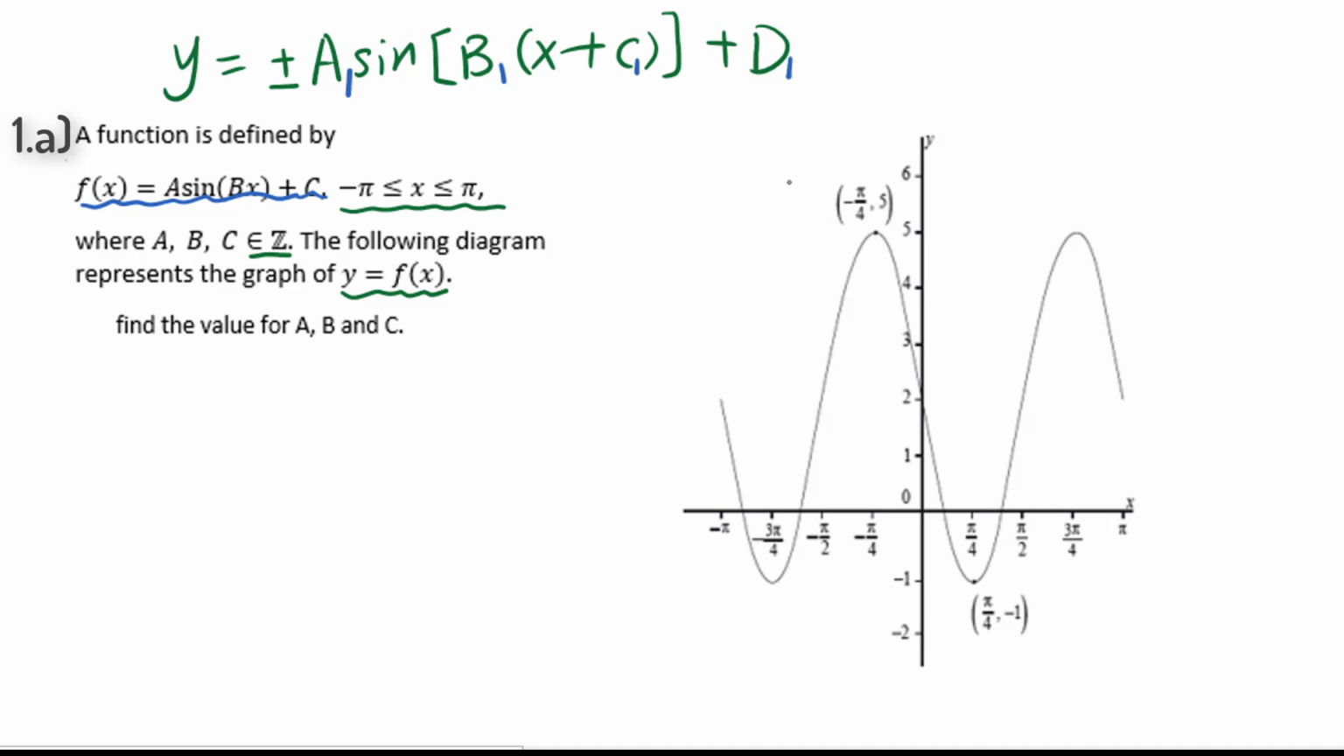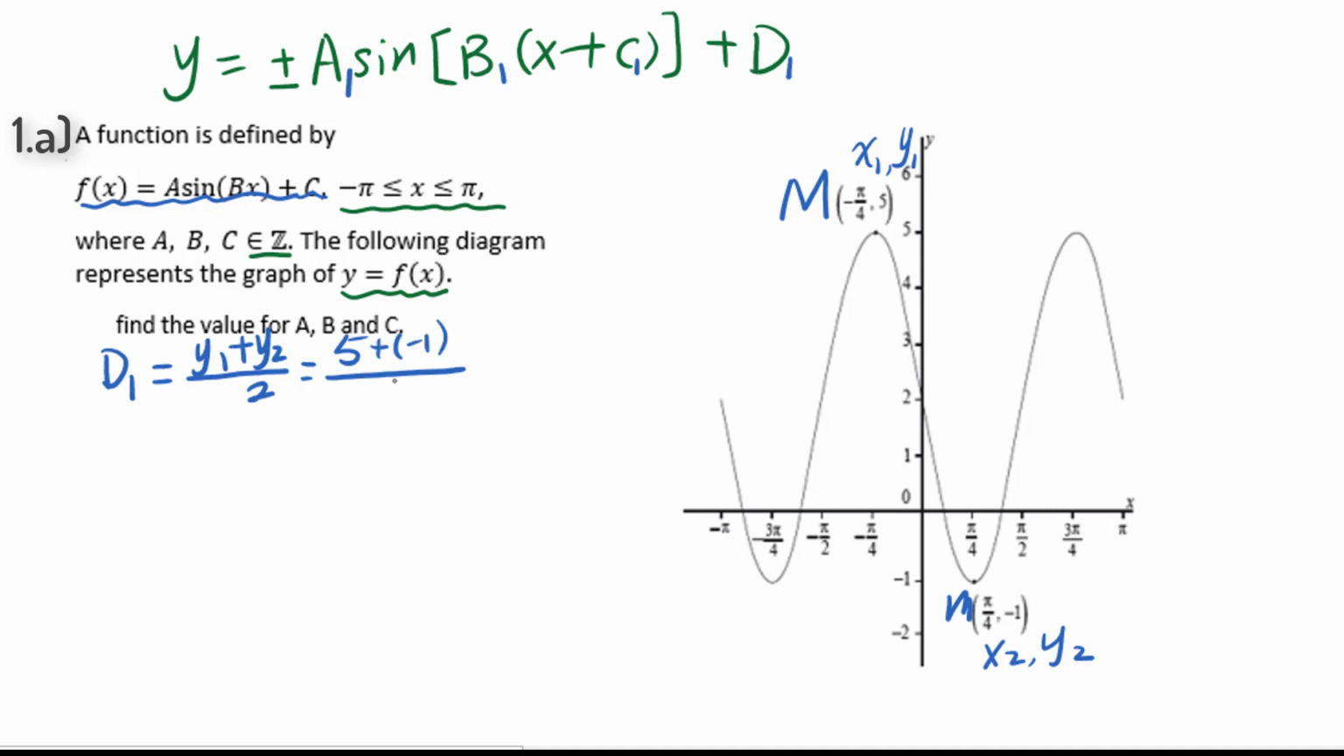Look at this graph. We have a maximum point and a minimum point. Let's label them x1, y1 and x2, y2. For our pattern, we know that d1 equals the midpoint of y1 and y2, so y1 plus y2 over 2. You will get 5 plus negative 1 over 2 equals 2.